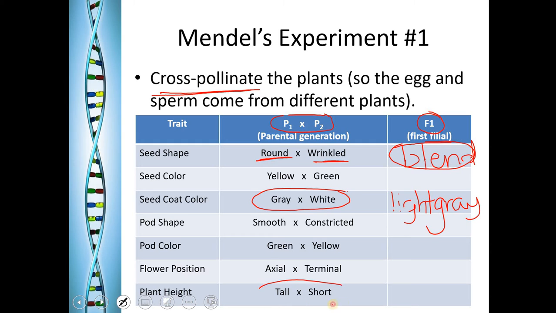And if we had a tall and a short plant that Mendel cross-pollinated, he thought that their height might be like medium, blending of the characteristics. So Mendel did his experiment.